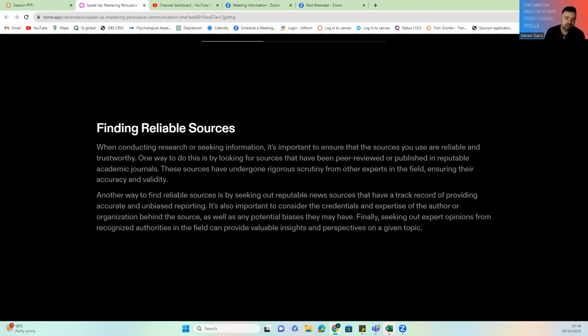Another way to find reliable sources is to seek out reputable news sources that have a track record of providing accurate and unbiased reporting. Well, I don't know any news company that does that. If you know of any, let me know.